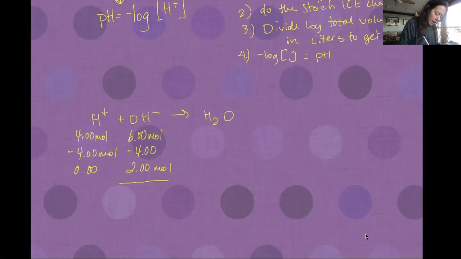And we would then divide that by the total volume. We would get the concentration of OH. We could then get the pOH. We could then get the pH. Okay, so strong acid, strong base are really simple.